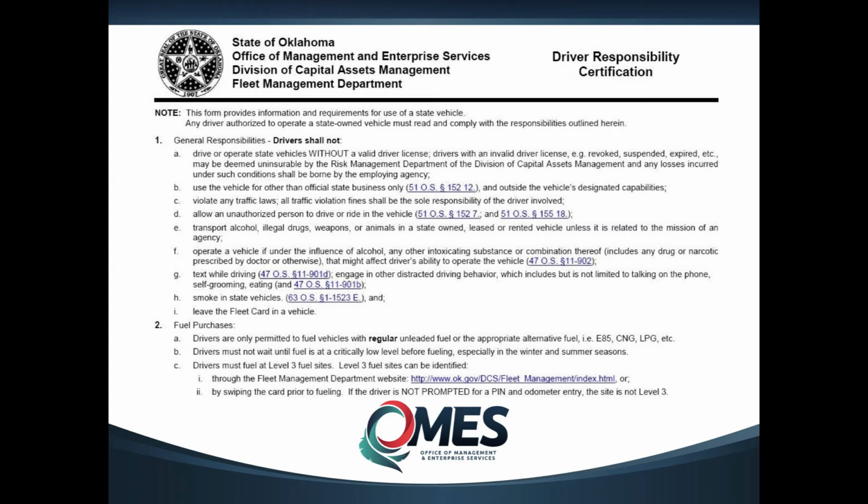What can you do to better prepare for the next time behind the wheel? As a state employee, you must complete the Fleet Management Department Driver Responsibility Certification Form. As you continue to develop your understanding of the rules and regulations, you also need to consider the associated road hazards that are going to be present next time you are on the road.